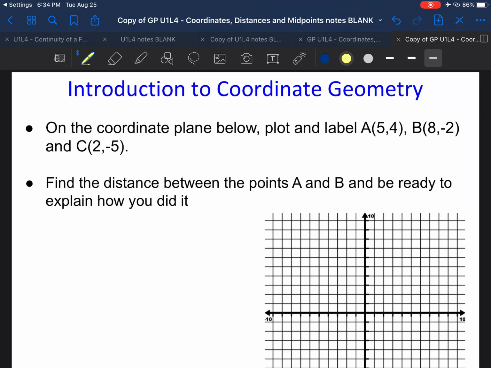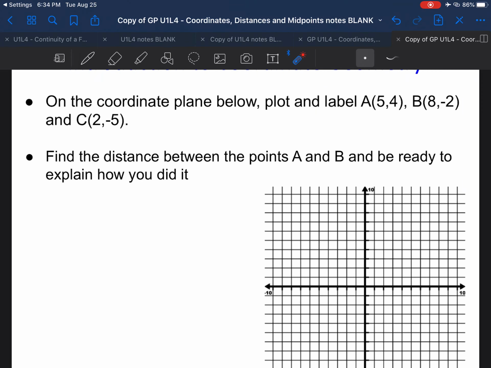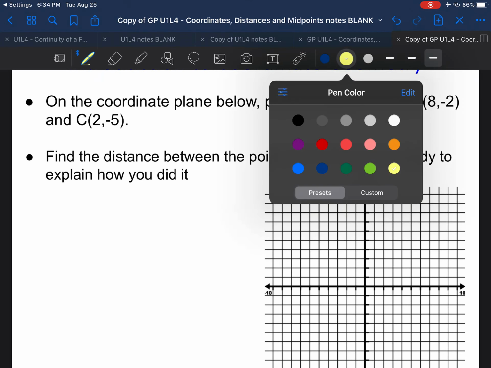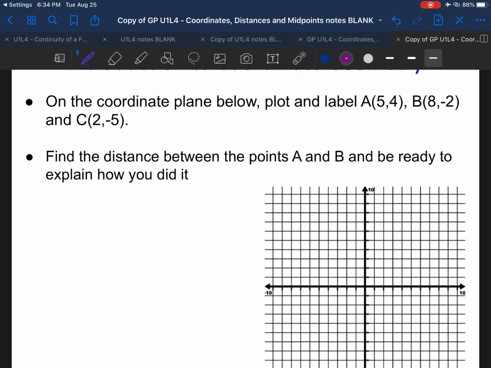So continuing with this, now what we really want to do is figure out how to find distance between 2 points. Okay, so again, I'm going to label these 3 points. I'm going to use a different color. I'm going to use like this purple. Don't really use that often. So 5, 4 for A. 1, 2, 3, 4, 5. 1, 2, 3, 4. Right there. That's A. 8, negative 2 for B.